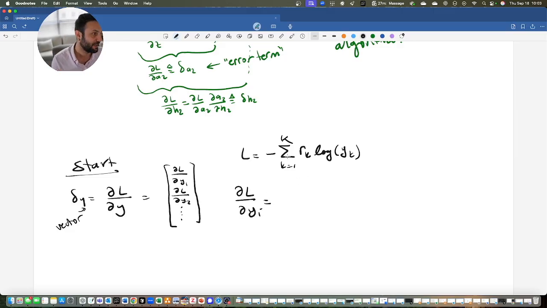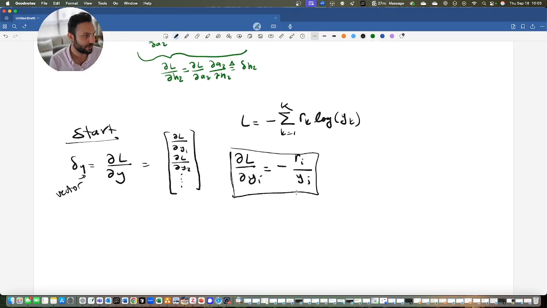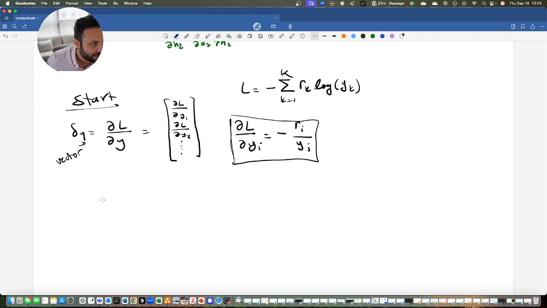for any of the i's, everything is going to disappear, because I'm calculating for any of the y's. In the summation, all of the yk's exist from k equals 1 to capital K, and I'm interested in the ith, right? For the ith perspective, I have this negative here, ri divided by yi, because the derivative of log of x is 1 over x, right? So that's my ri, negative ri over yi.